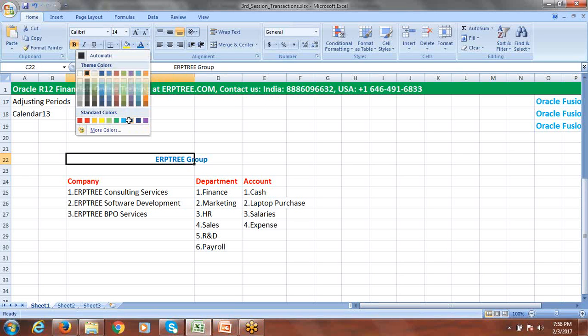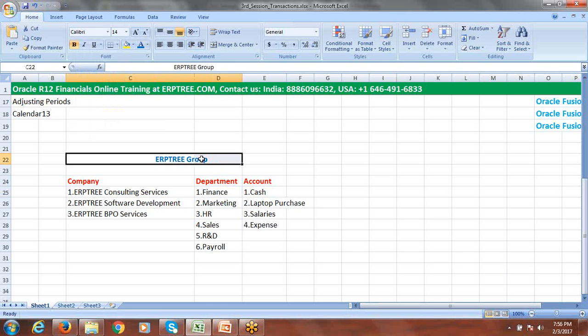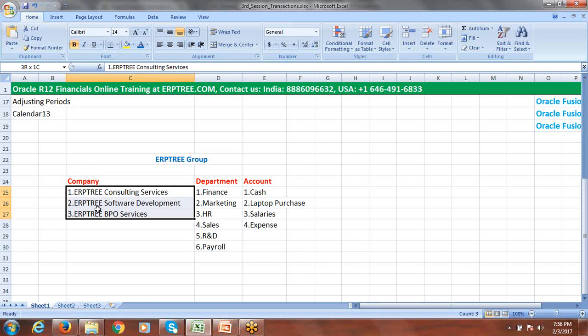Now here is the simple information we have: a group company called ERP3 group. Under that company we have three companies, and say, just as an example, 6 departments, and we'll be having hundreds of accounts for any company, but I'm taking just 4 accounts here. If you notice, you can find some hierarchy.